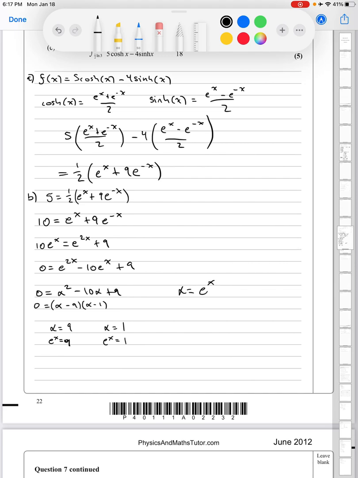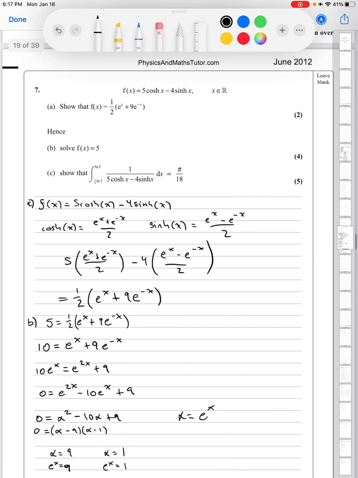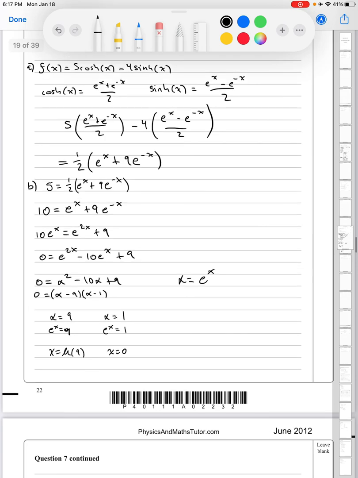Under the case where e to the x is equal to 9, we get that x is equal to the natural log of 9, and when e to the x is equal to 1, we get x is equal to 0. Okay, relatively trivially. And I think they don't want it in a particular form, right? So that's it. That's part B. Nothing too crazy here.